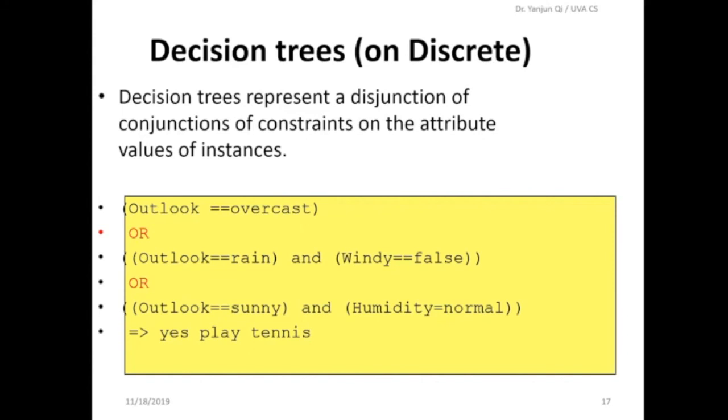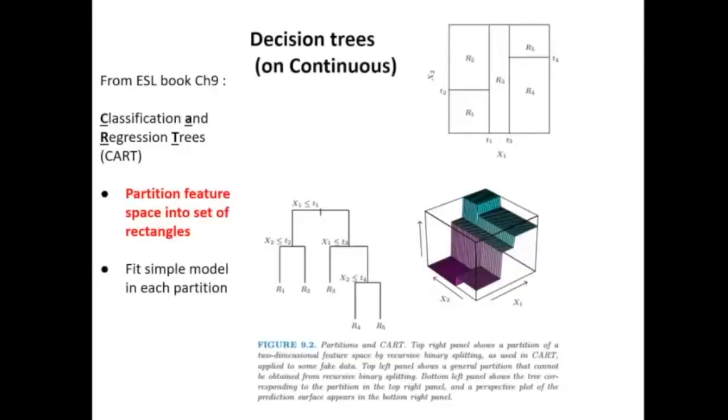This is the yes case, it's a Boolean function, right? This is the first case, or the second case, or the third case. And this is totally reflected by the tree. Okay, so that's the discrete case.